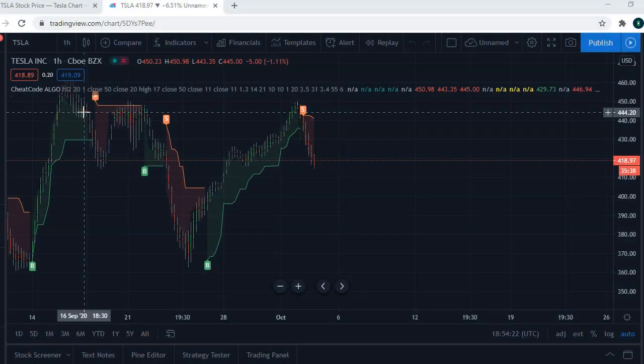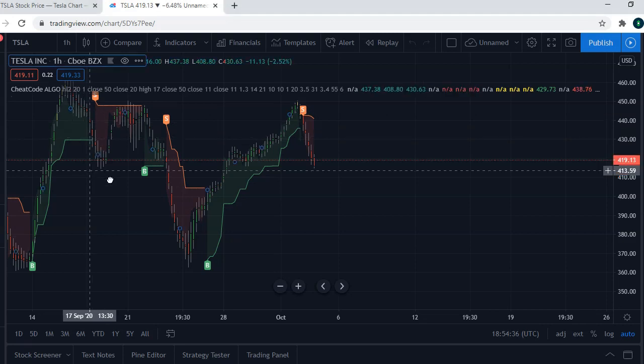Guys, welcome. Today we're going to be going over the cheat code algo features and how to use it to take your trades, to make sure that you're really getting the most out of this and making the most successful trades possible. All right, so let's just jump right in.